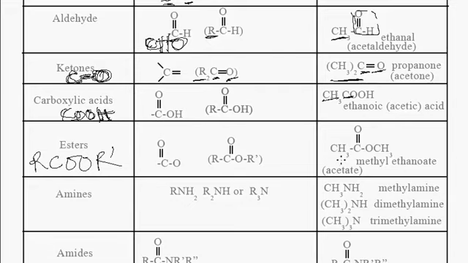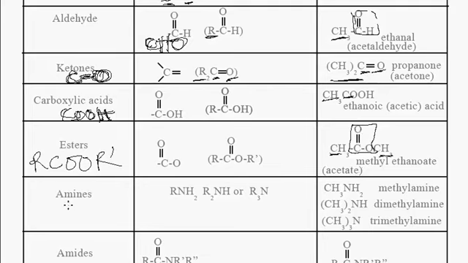Actually, esters are more like derivatives of carboxylic acids. That's why you notice that the esters have almost the same structural formula as carboxylic acids. So a typical example of an ester is methyl ethanoate. This is R, this is the ester group, and this is the last R. So this is RCOOR. All right.